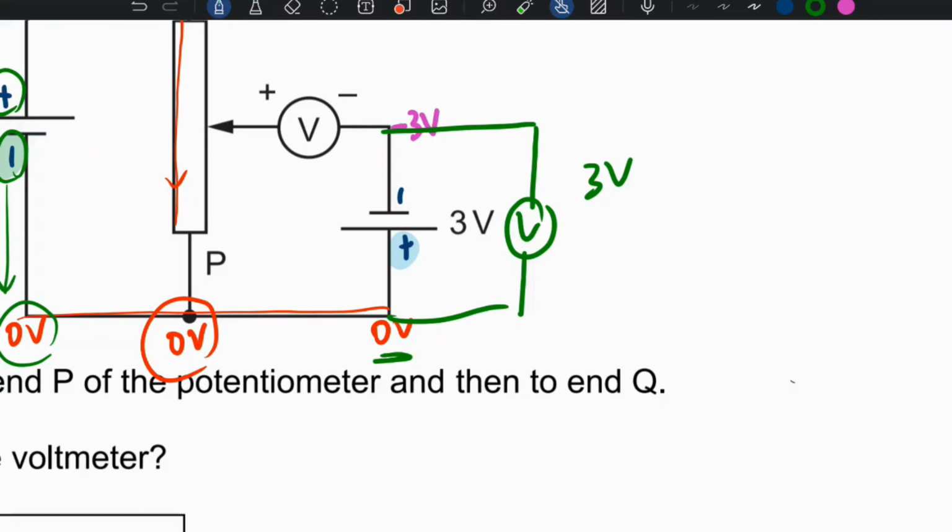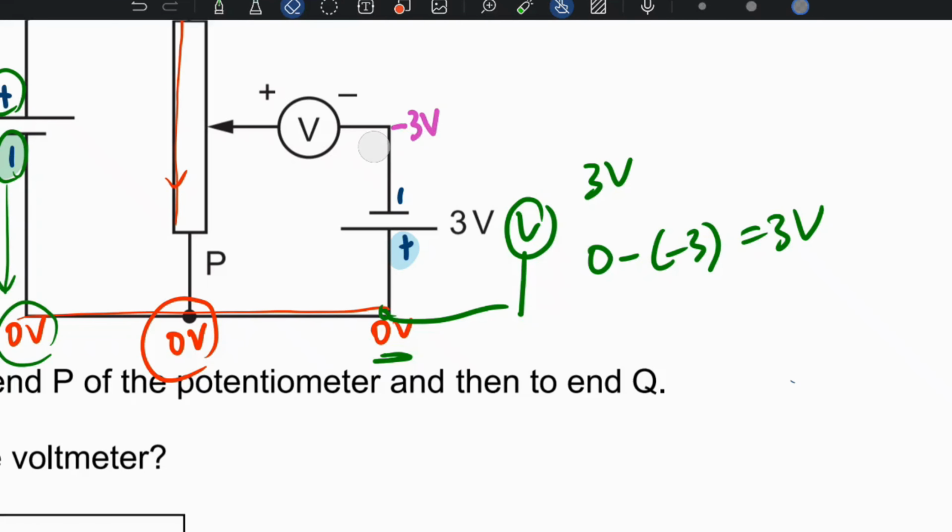Because why? Potential difference measures between these 2 points, right? So it takes 0 minus -3. Why did I take 0? Because now 0 is my higher potential. Always your higher potential minus your lower one. So 0 minus -3, you're going to get 3 volts. That is what your voltmeter reading would be. So that is why it's negative and why it's positive.